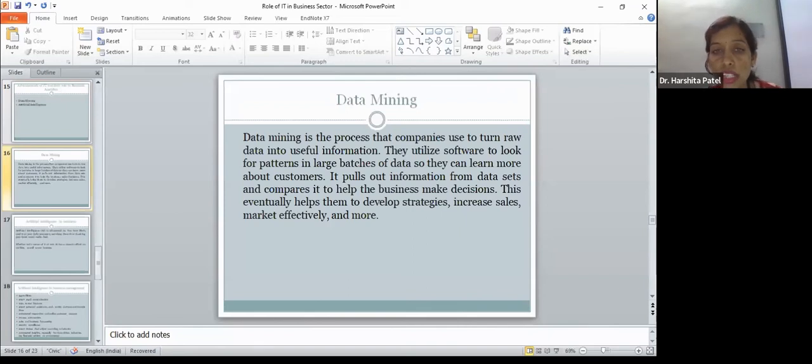So just the definition of data mining, or the working of data mining in business, we'll see, then move to the AI thing. Data mining is the process that companies use to turn raw data into useful information. They utilize software to look for patterns in large batches of data so they can learn more about customers. It pulls out information, as I said earlier, information is important and that we are drawing out from the data. It pulls out information from data sets and compares it to help the business make decisions. This eventually helps them to develop strategies, increase sales, market effectively, and more.